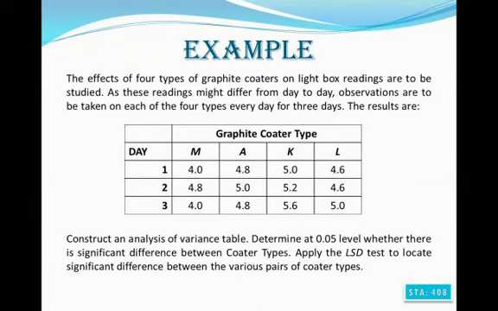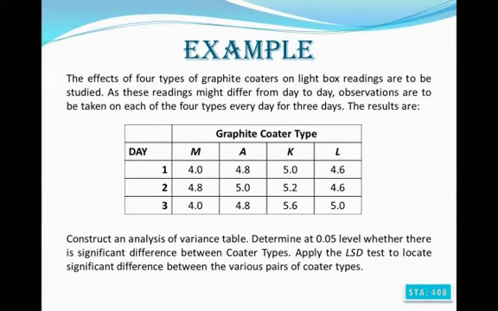The effects of 4 types of graphite coaters on lightbox readings are to be studied, as these readings might differ from day to day. Observations are to be taken on each of the 4 types every day for 3 days. The results are as follows. The days in the rows are represented by the numbers 1, 2 and 3, and the graphite coated types are written in the columns shown as M, A, K and L.